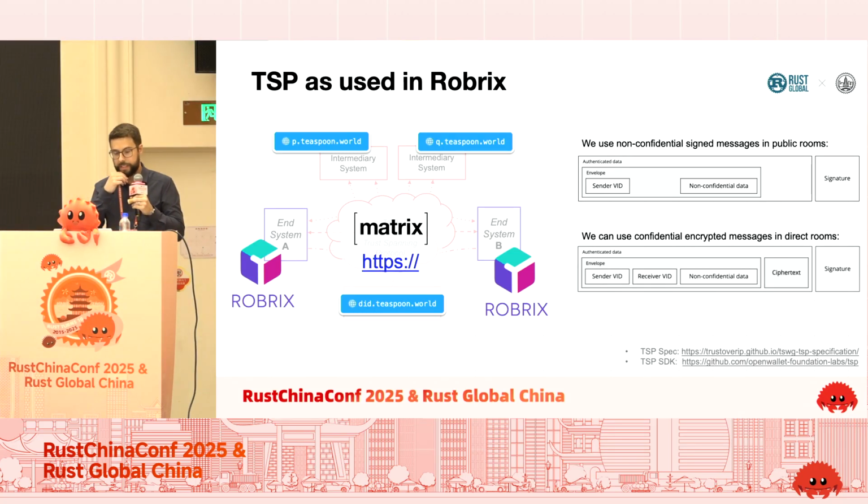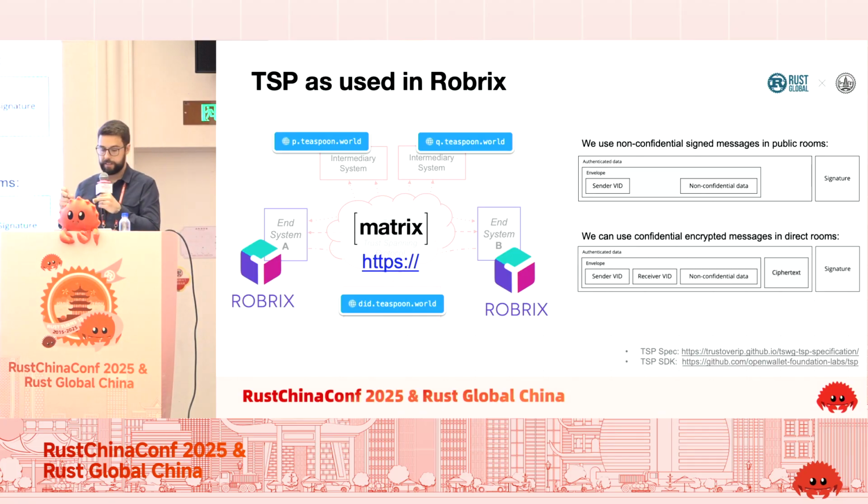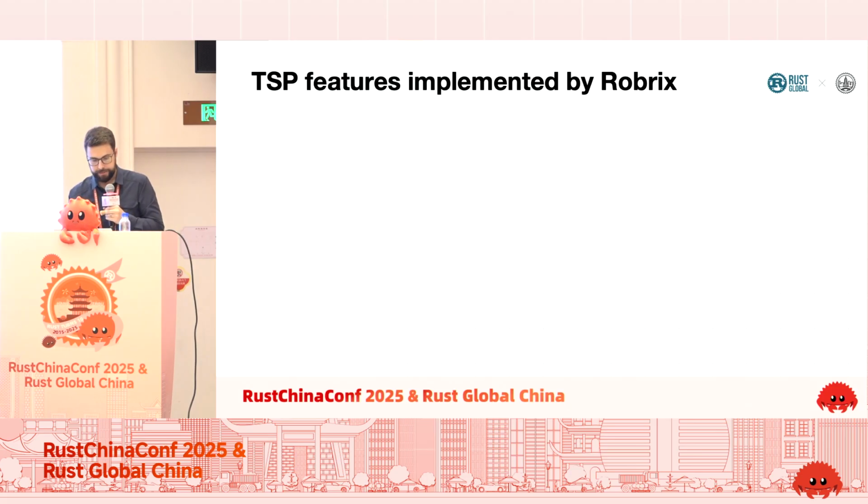The way that we utilize TSP features is in public rooms, we can send non-confidential messages that have been signed but not encrypted. And then in private rooms, like a direct chat, you can actually fully encrypt the message, which sits on top of the Matrix protocol, so you can have something like double encryption.